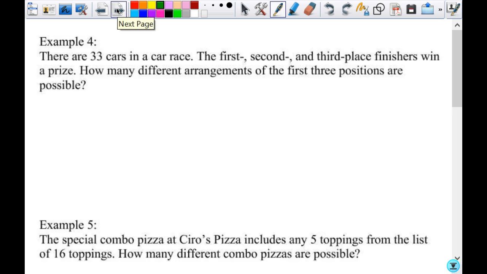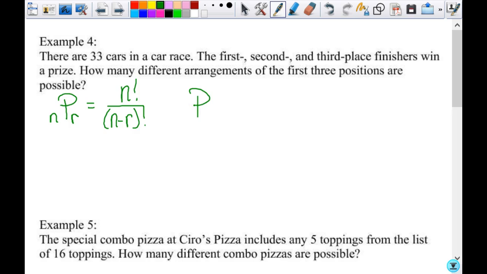Example 4. There are 33 cars in a race. The first, second, and third place finishers win a prize. How many different arrangements of the first 3 positions are possible? Permutation or combination? Permutation, because I'm picking first, second, and third. I'm not just picking 3 winners. So it's a permutation, which would be n things taken r at a time. So that is n factorial over n minus r factorial.